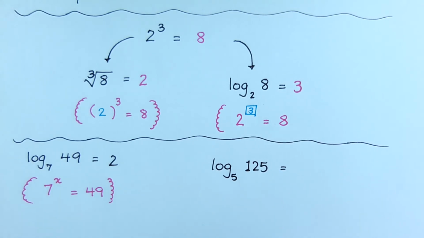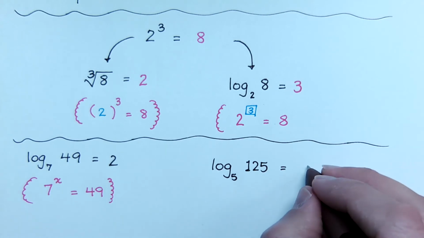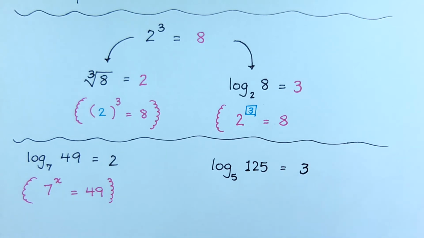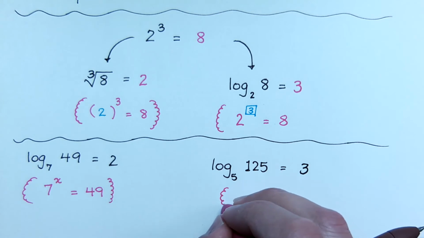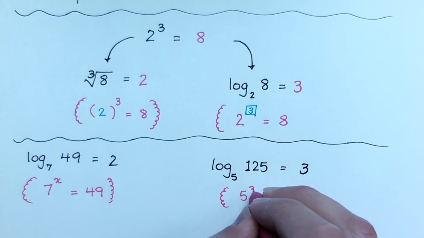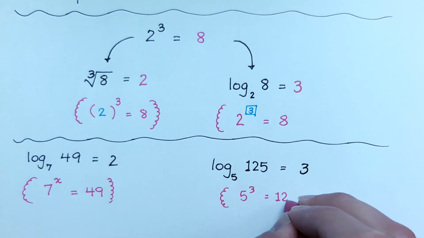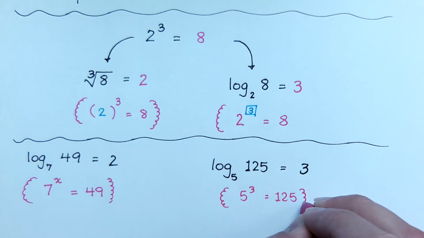As we saw on the previous page, we know that 5 to the third is 125. Okay? So again, this is coming from the fact that 5 raised to the third power is 125, and as we already said, the answer to the log is the power.